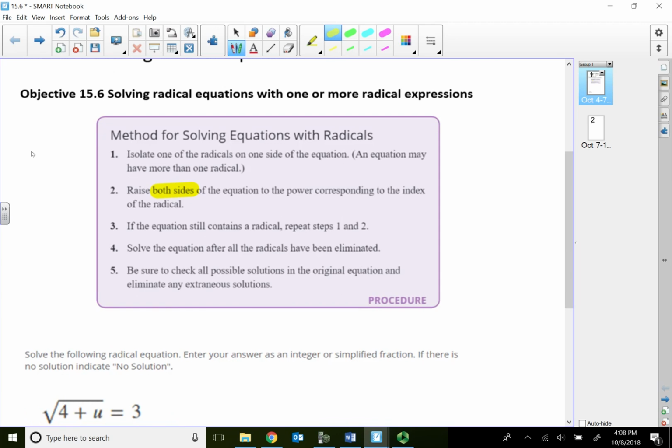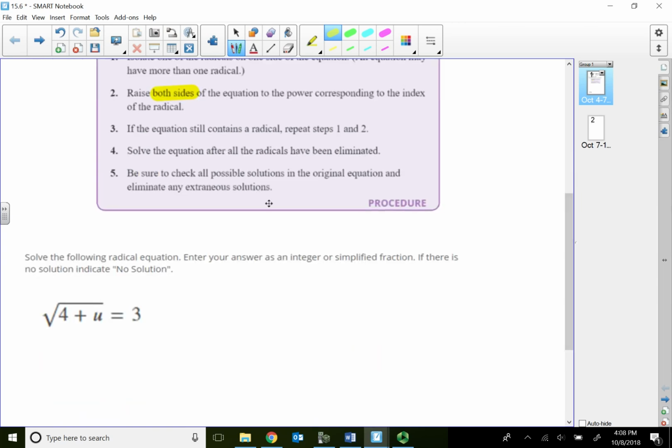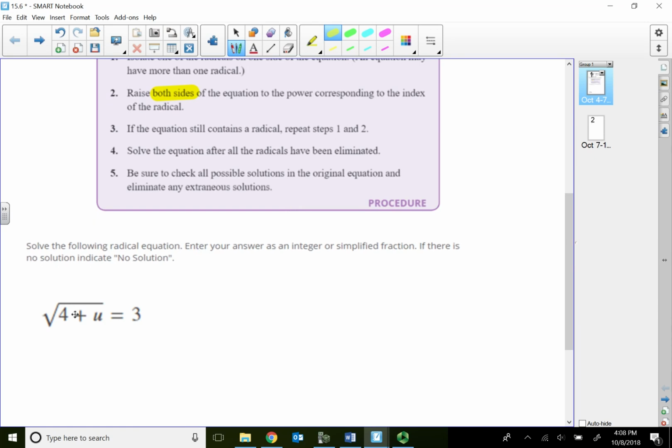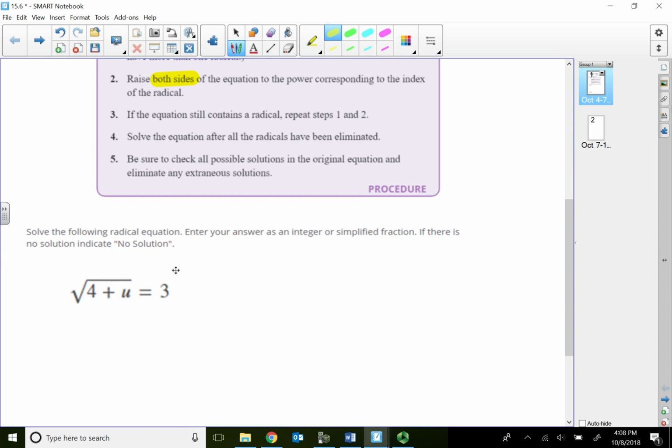If the equation still contains a radical, repeat steps 1 and 2, then we can solve it according to what type of equation it is. And then we're going to check all the solutions. Sometimes one of our solutions does not satisfy the equation, so we cannot use those. All right, so solve the following radical equation.